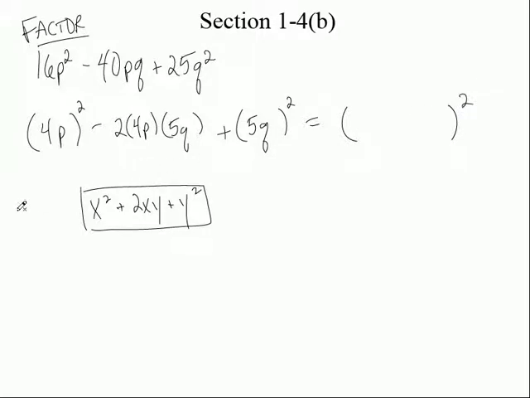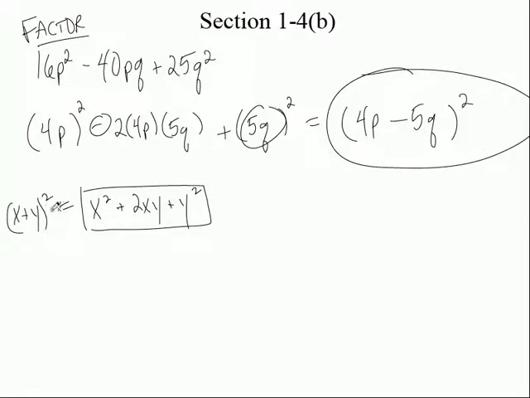What was equal to this? Do you remember? x plus y squared was equal to this, wasn't it? So look, what's my x over here? 4p. So I just put a 4p right there. Now we always take this sign right here. What do you put inside here now? Minus. And then what's the y? The 5q. You stick that right there, and now it's factored.